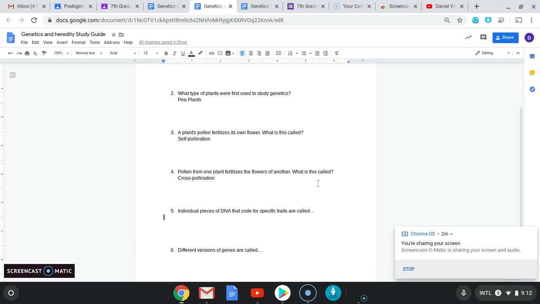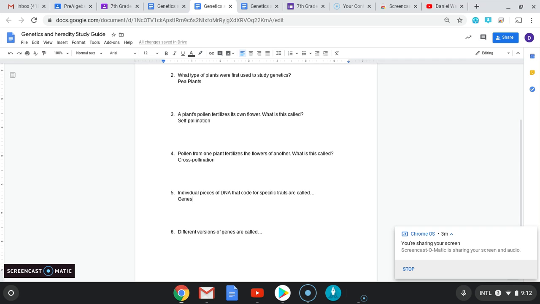Number five, individual pieces of DNA that code for specific traits are called, and those were called genes. Right? So genes are just the individual little pieces that code for all your different traits. So we all have millions and millions of genes, and they're microscopic, and they're organized on our strands of DNA. And those strands of DNA basically give the genetic material for everything about an organism.